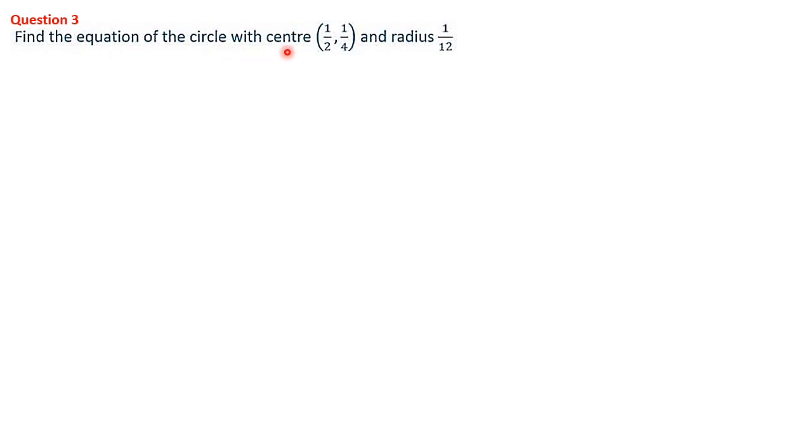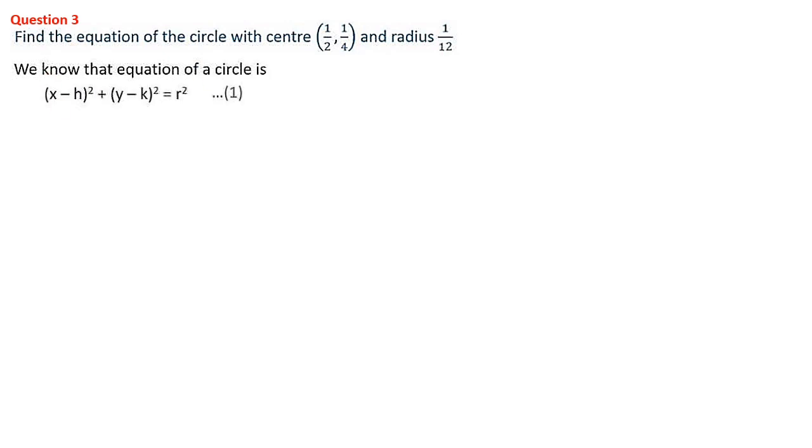Next we shall discuss the third question. Find the equation of a circle with center 1 by 2, 1 by 4 and radius 1 by 12. Same as the previous question, but the numbers what we have got here is a little problematic, means fractions. So calculation you have to do it very carefully.